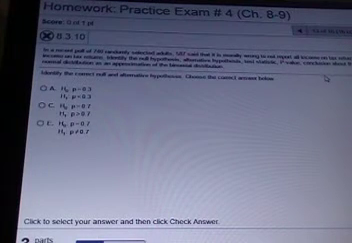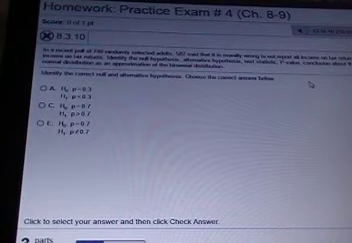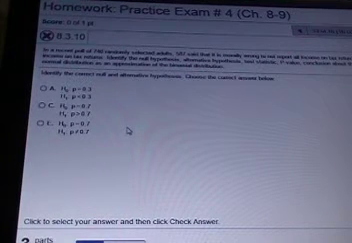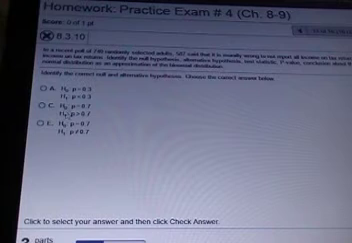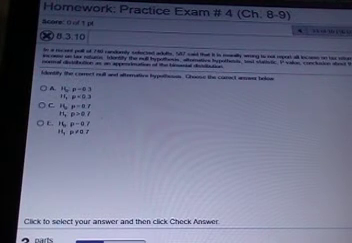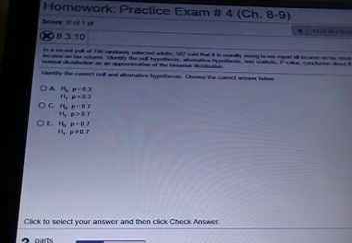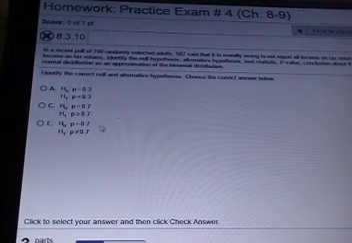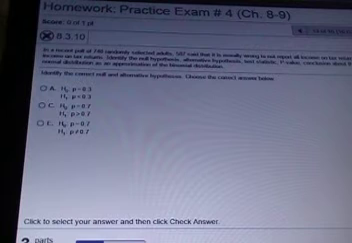Since the claim is that 70% say this, and for sure in our textbook, the null has to be p equals 0.7 no matter what. There's no other option. So we can eliminate A, D, and F right away because they don't have p equals 0.7.